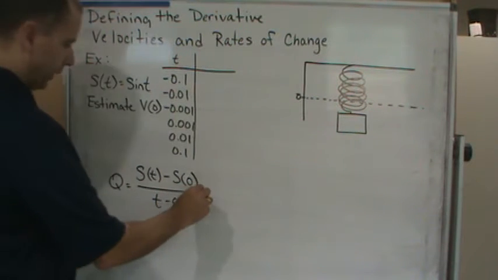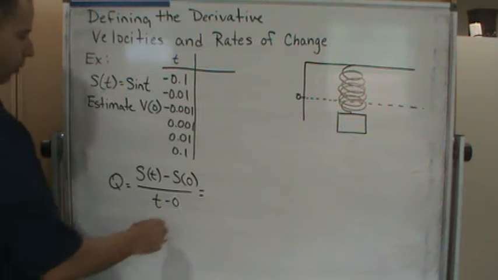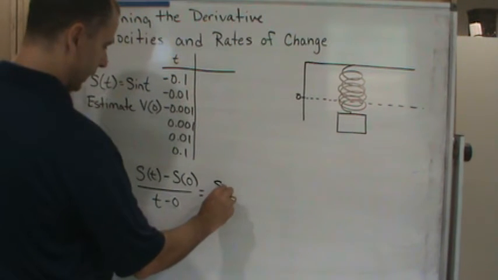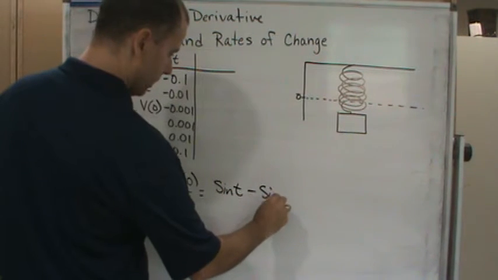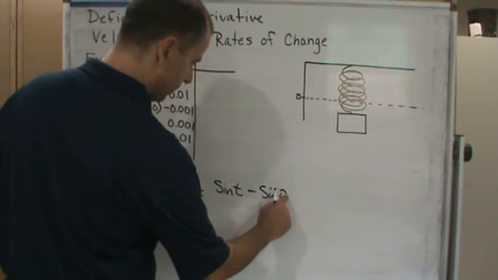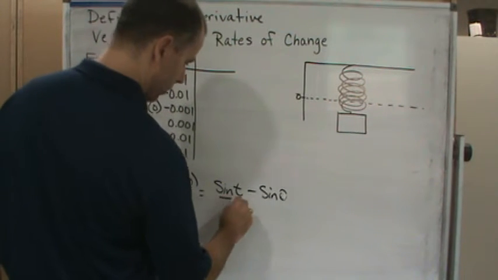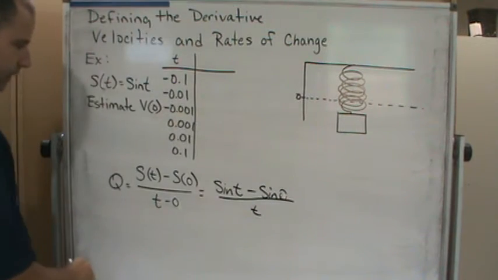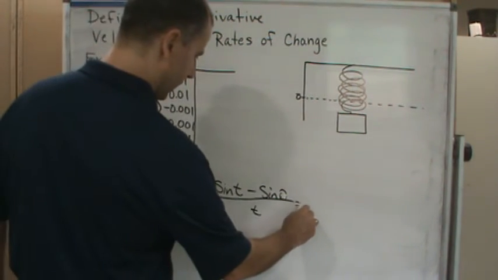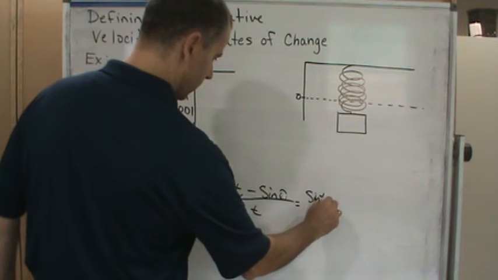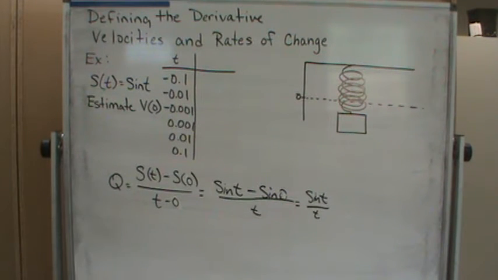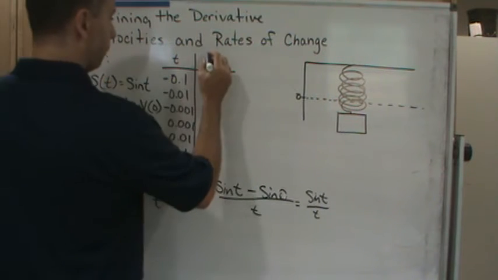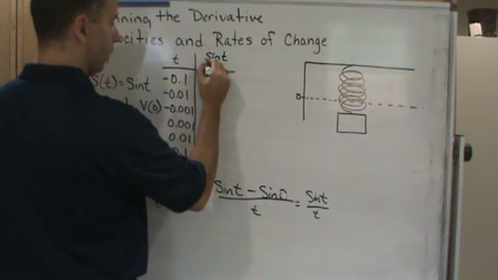Okay, and so if we estimate this, well, what do we get? We get S of t, which is sine t minus sine 0, oops, not sine theta, sine 0 over t. And so sine of 0 is 0, so what do we get? We get sine t over t. And that is the function we have to estimate. So we'll put sine t over t here.